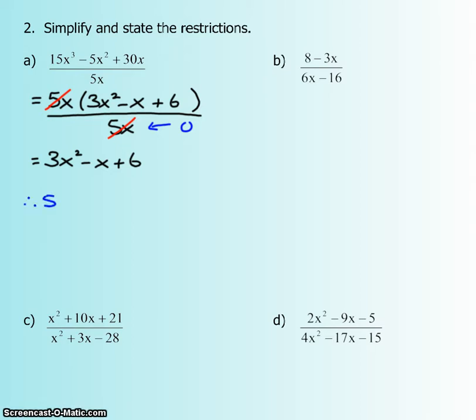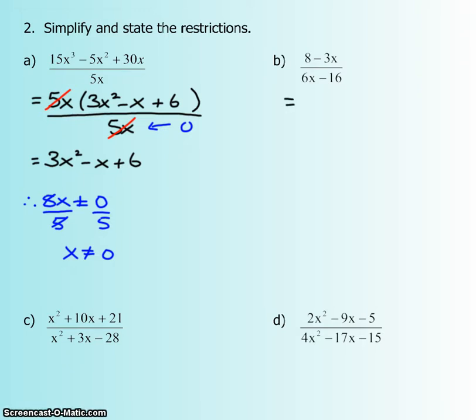So 5x cannot equal 0 because we'll have a problem. That means that when I divide out the 5, I solve for x, and my restrictions are x can't be 0, because as soon as x is 0, the 5x will become 0, which makes my entire denominator 0, and that's a problem. B has a little bit of a trick to it.